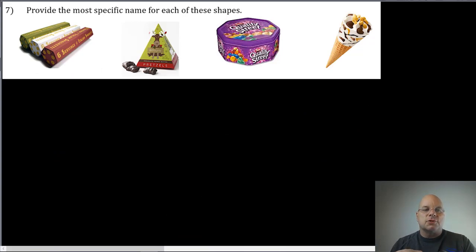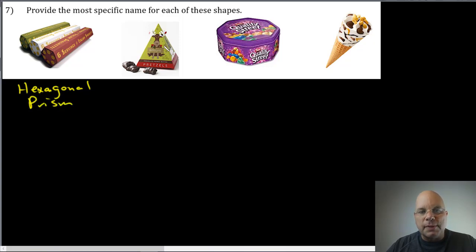Problem 3 asks us to provide the most specific name for each of these shapes. These spaghetti containers have hexagonal bases. They have parallel congruent bases. Two bases that are parallel and congruent indicates a prism. And since the shape of the base is a hexagon, this is a hexagonal prism.